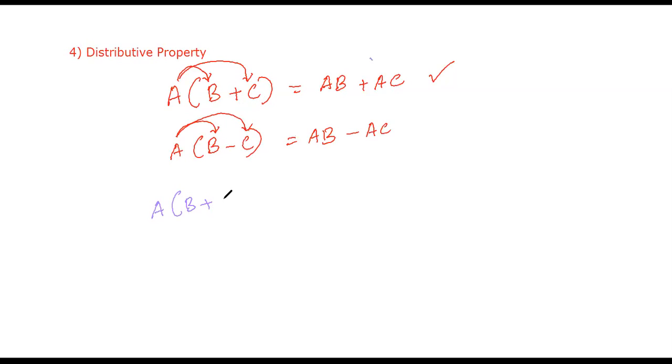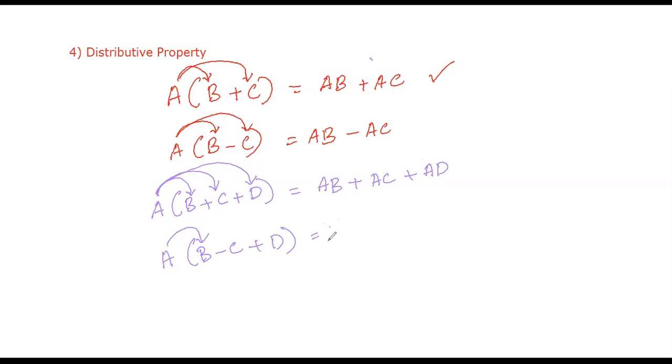For example, A times B plus C plus D, I mean 4 variables. So A times B plus A times C. We are just multiplying the numbers inside the brackets by the number outside the bracket. So AD. It might be both negative and positive at a time. For example, B minus C plus D. In this case, what will happen? A times B, this becomes A times C: AB minus AC and AD.